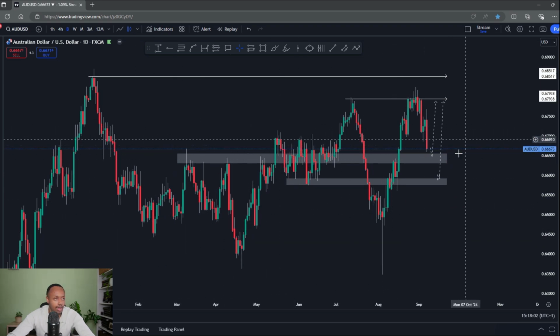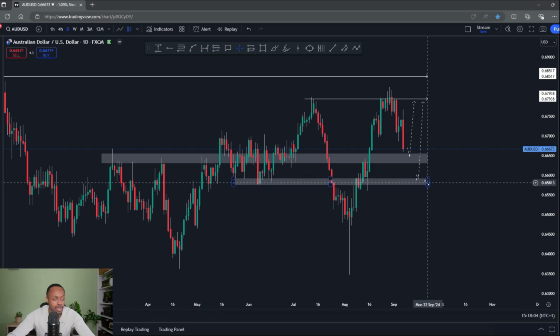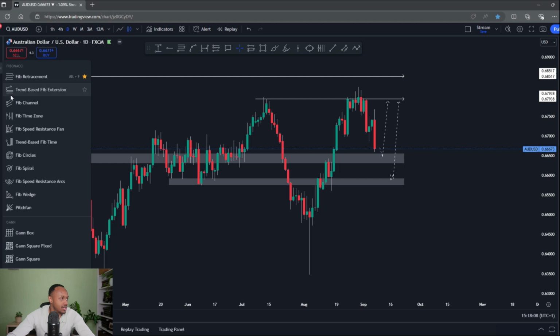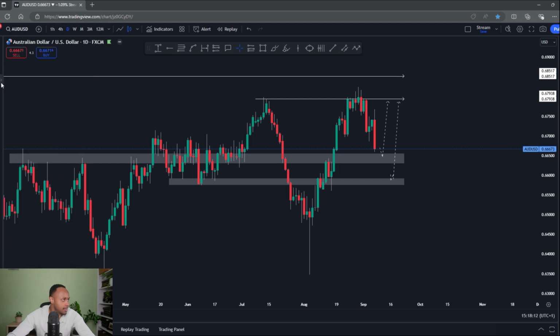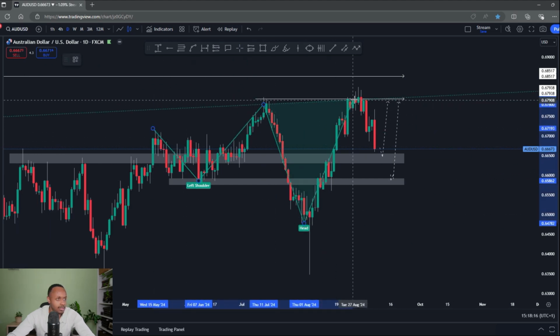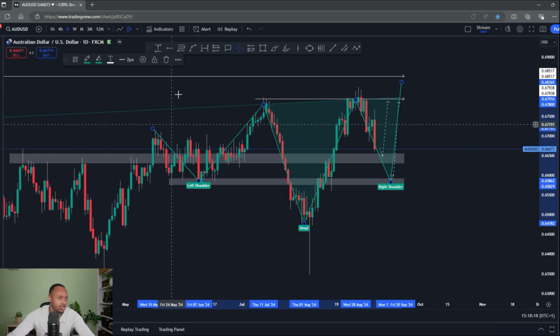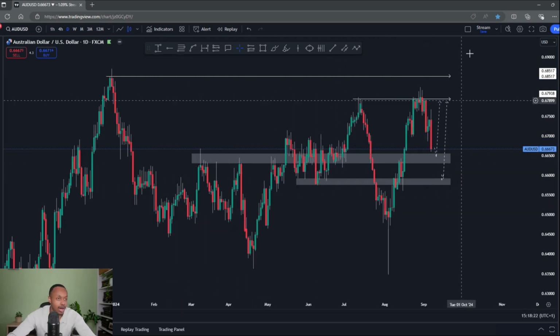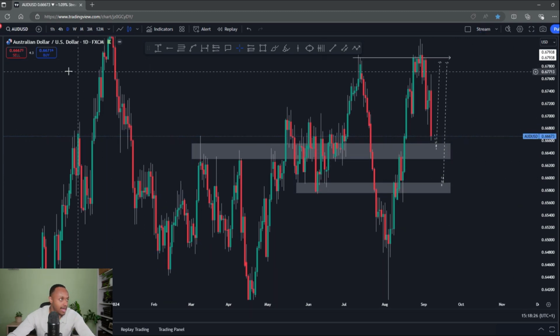This is the area I'm looking to buy from, and then my last resort would be the low here, kind of like a weird inverse head and shoulder pattern. Where is it? There it is. So there's your left shoulder, there's your head, and there's your right shoulder. I know it's not looking very orthodox, but it still fits the idea, and I'm looking for that higher low at some point to push back to the upside. So that's the plan I have for Aussie dollar.